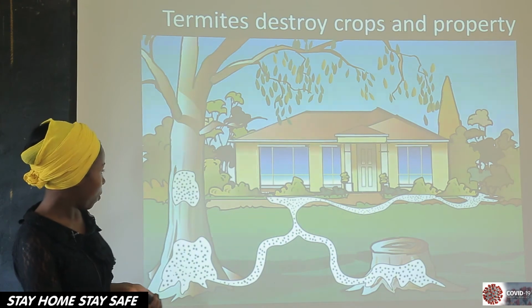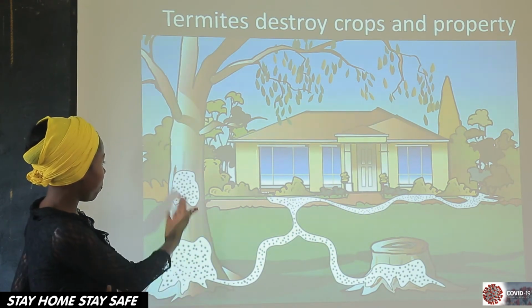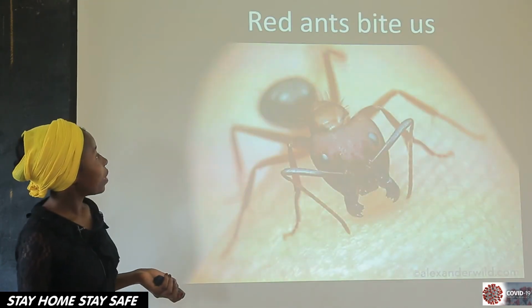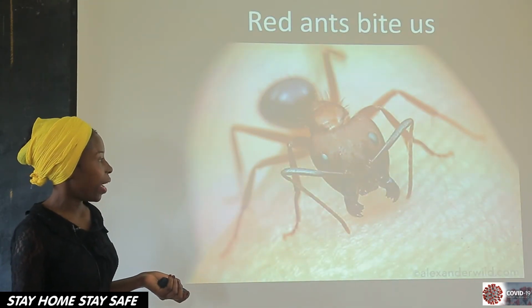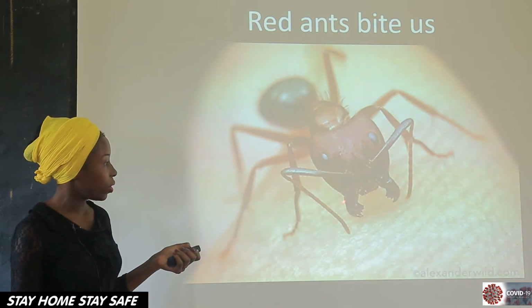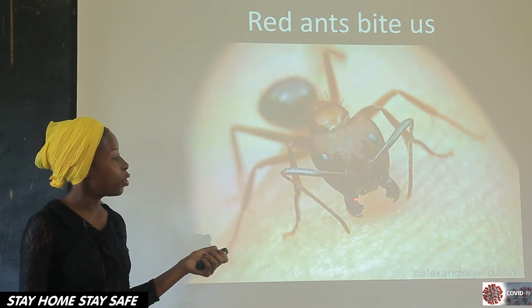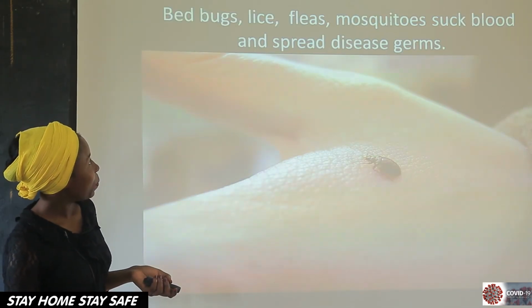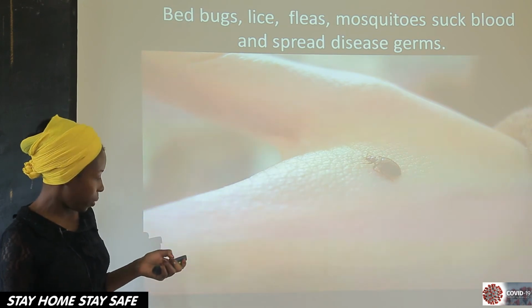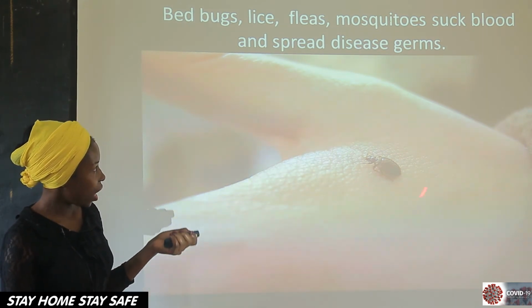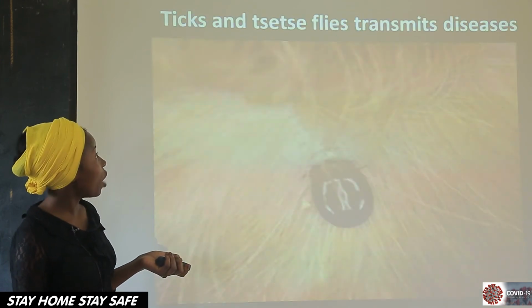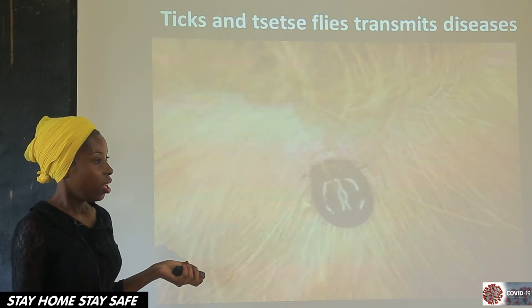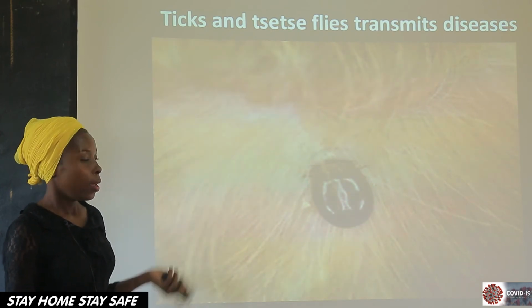The termites, you see, they can gang up, eat up the entire tree, and even go eat up the house and make it weak. The red ants, they can bite. You look at the jaws. Look at these mandibles. These are the ones that I was meaning, the mandibles. Powerful jaws. See? The bedbug, lice, mosquito. This is a bedbug. They suck blood and also spread disease germs. The tick. Somebody's having a tick in the head. This one also transmits diseases.